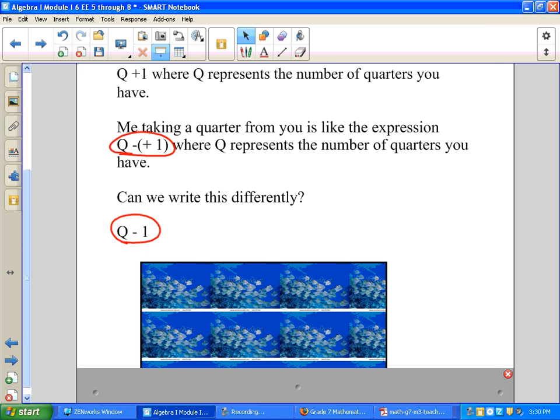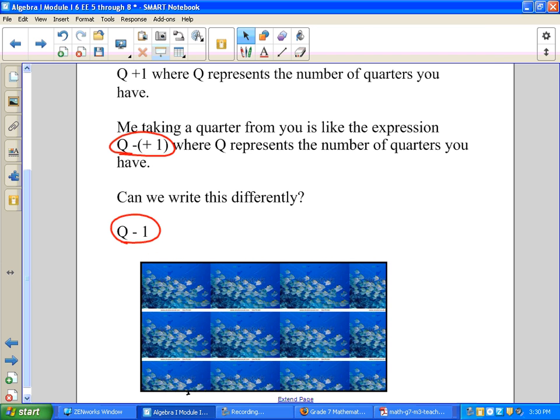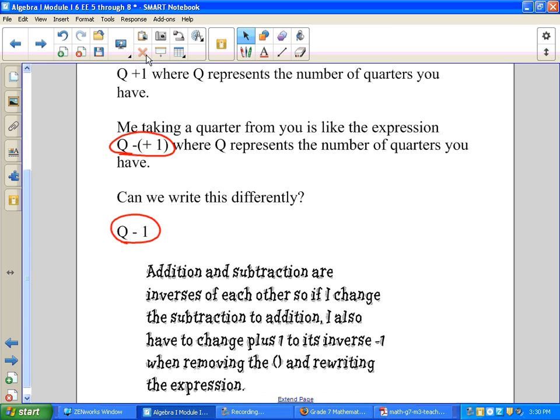Okay? This is an extremely important idea. Addition and subtraction are inverses. So if I change the subtraction to a hidden addition sign, I also have to change the plus 1, positive 1, to a negative 1. It's inverse. And remove the parentheses. Now, if you don't understand it, they're going to be giving you some more examples. You can also rewind and listen to it again.